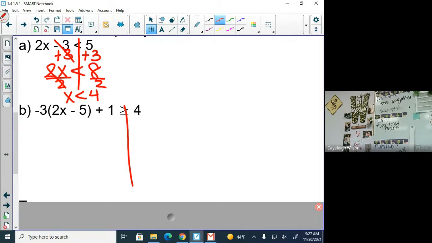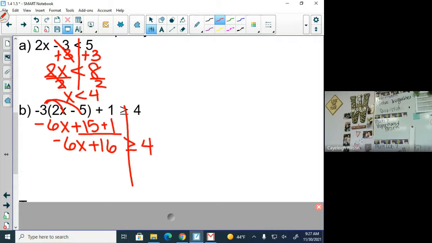All right, so on this one, first thing I notice is that I have parentheses, so that's what I'll take care of first. So negative 3 times positive 2x is negative 6x. Negative 3 times negative 5 is positive 15. Now, before I look at anything else, I'm always supposed to distribute and combine like terms. So do I have any like terms on this side? Yes, these numbers. So that's negative 6x, 15 plus 1 is 16. So that side simplified. So now I can look at the other side, no parentheses, no like terms. So I'm just going to drop down that 4.